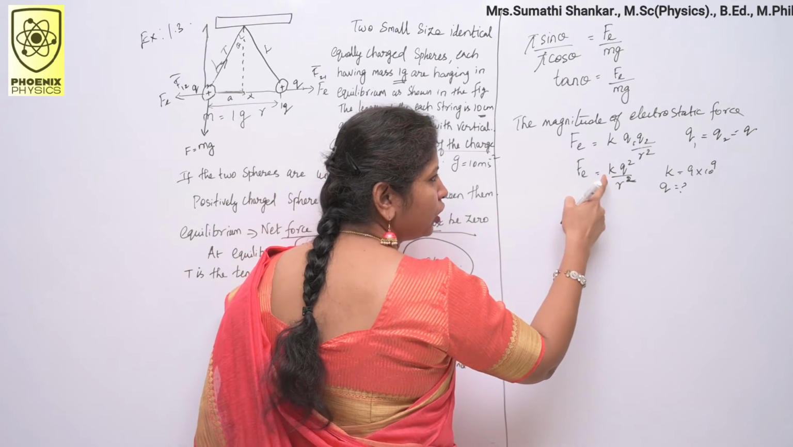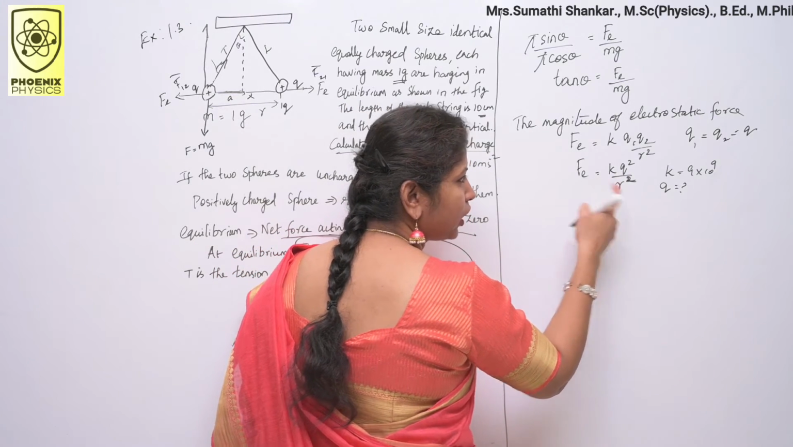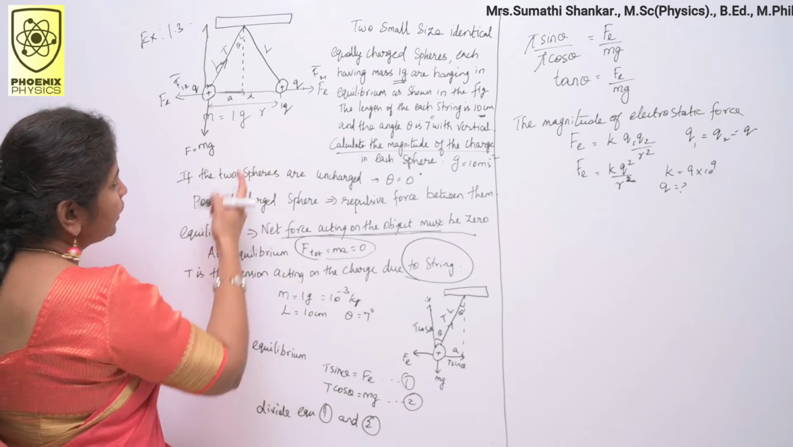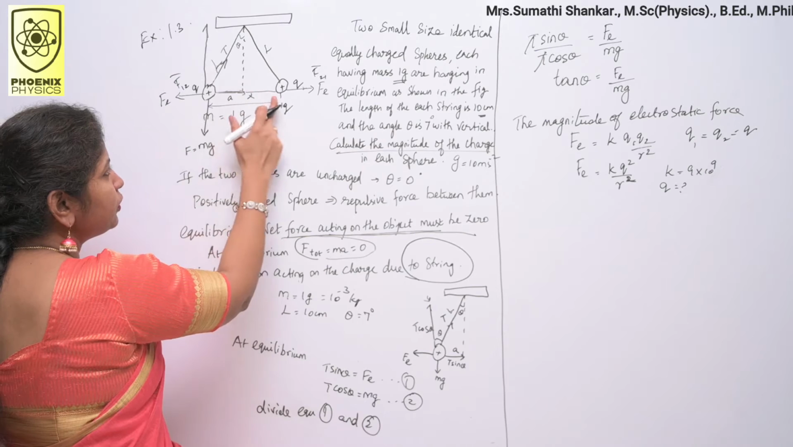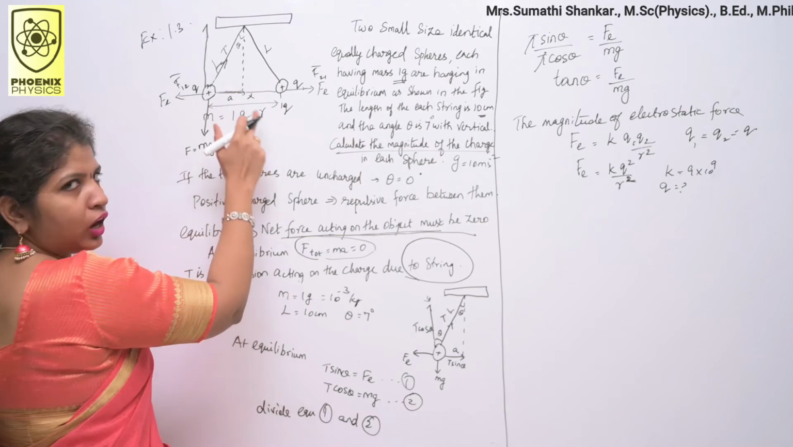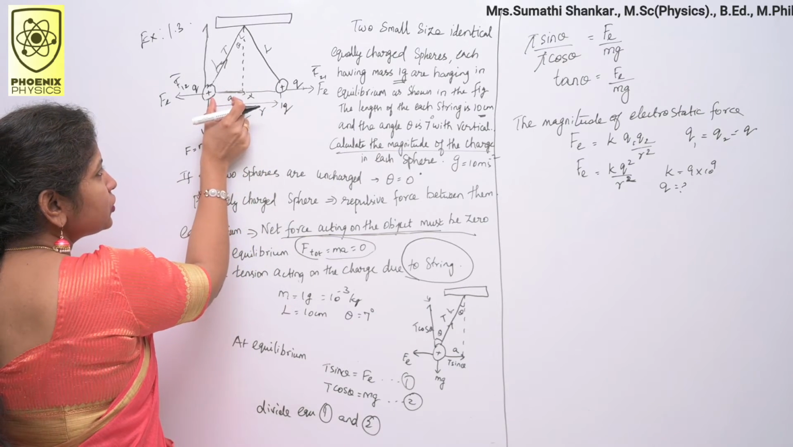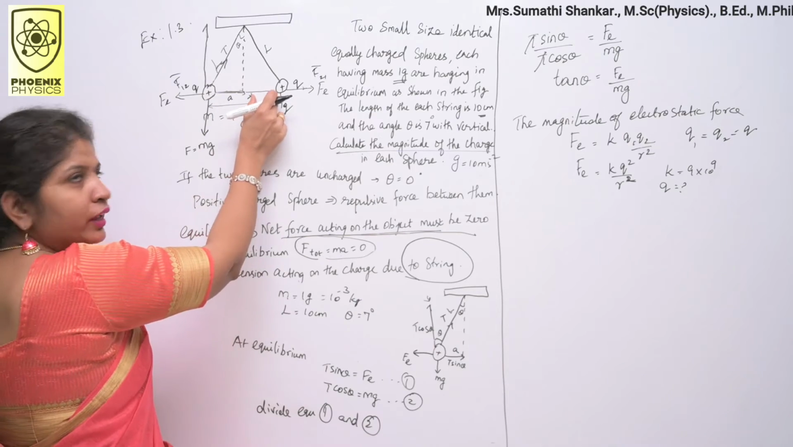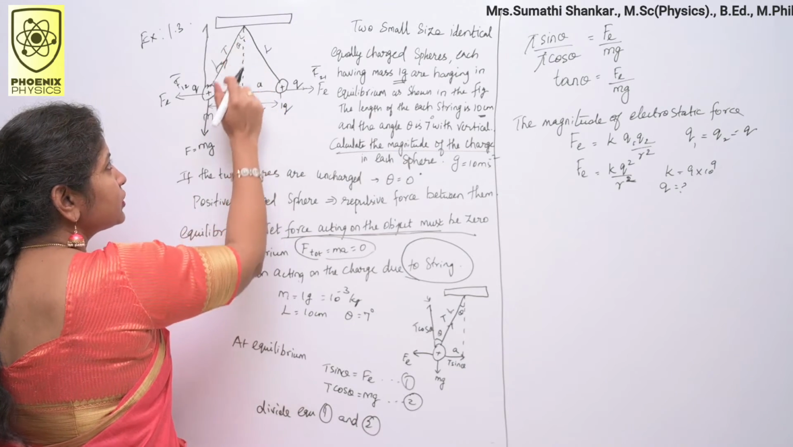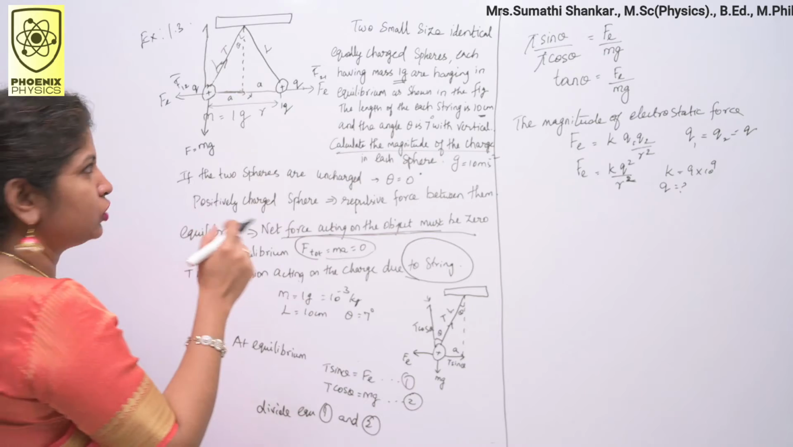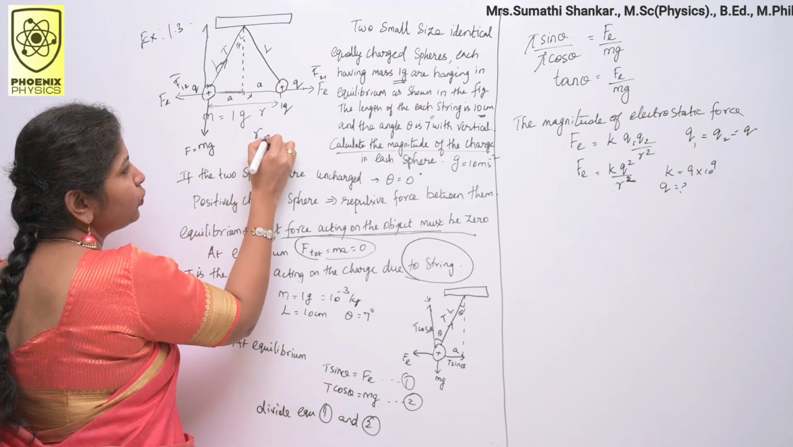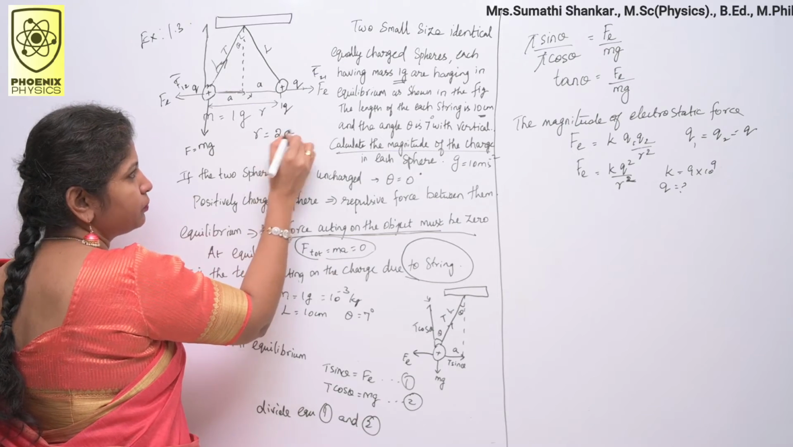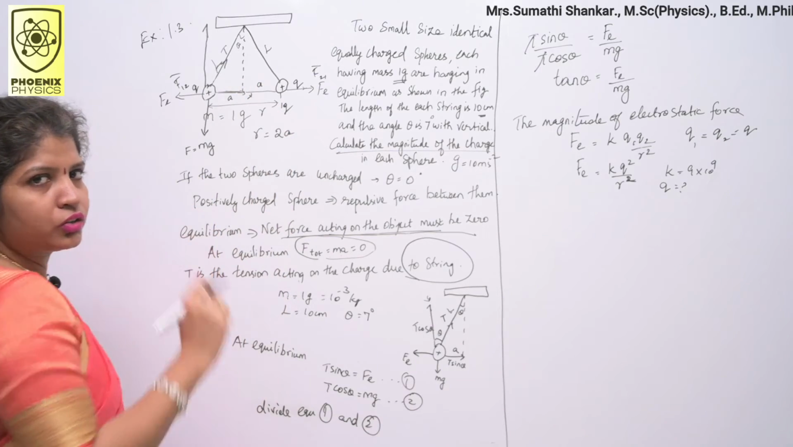Then if you want to calculate q, you need r. In this diagram, up to this distance is a. You know that the distance between the two spheres is r. But this distance is a, which means this is also a. Why? Because this string is in the equilibrium position. So this is a, which means this is also a. Then r is equal to 2a. Just add these two. So r is equal to 2a.